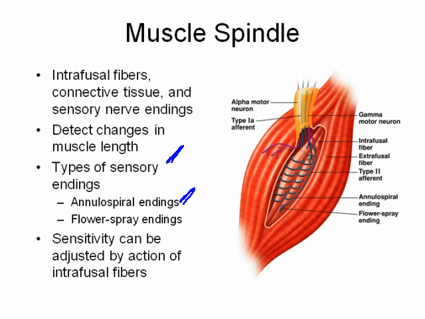What's called the annulospiral ending, which is the one that they show here that looks like it is actually a spiral. And then what's called the flower spray ending, because it looks like a spread of flowers such as daisies, and these are indicated not too well in this diagram, but it's coming into this muscle spindle.